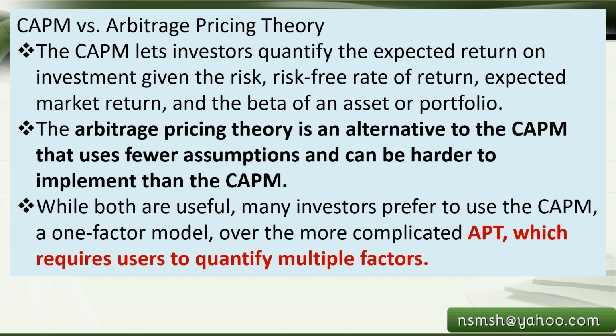Why? Because while both are useful, many investors prefer to use the CAPM because it is a one-factor model. But APT is more complicated. It requires quantifying multiple systematic factors. So that is why CAPM is more prevalent in the calculation.